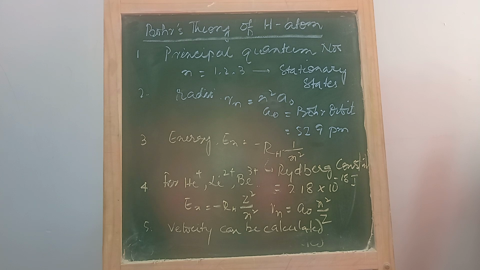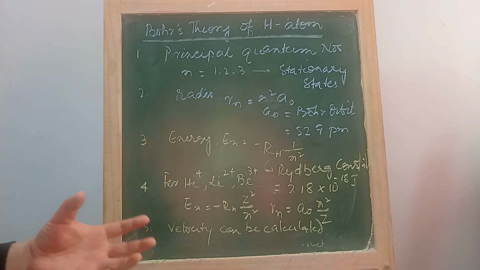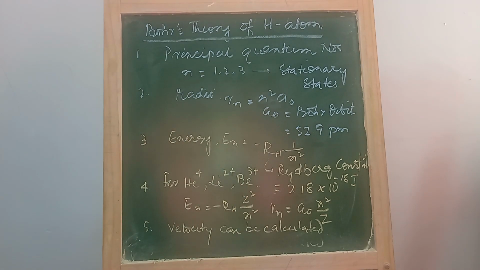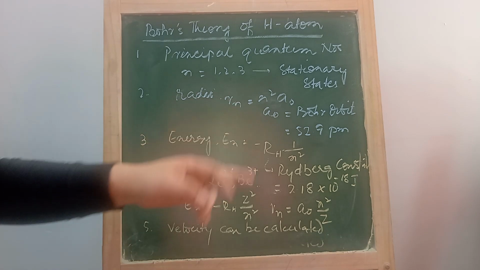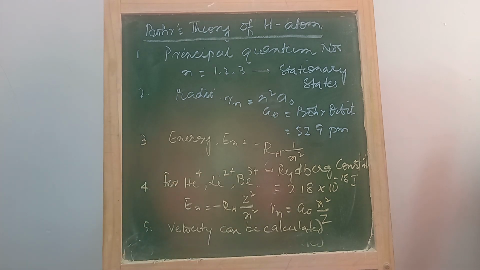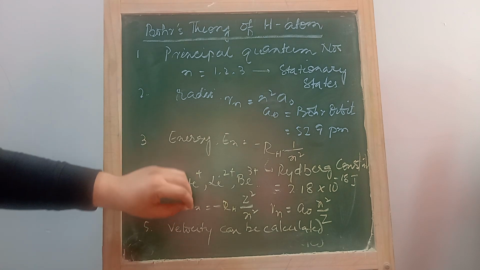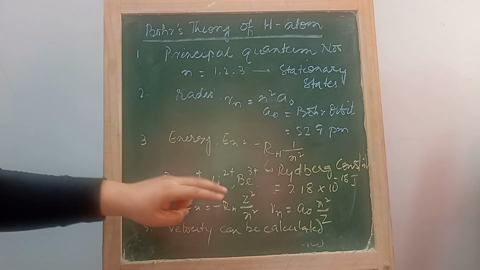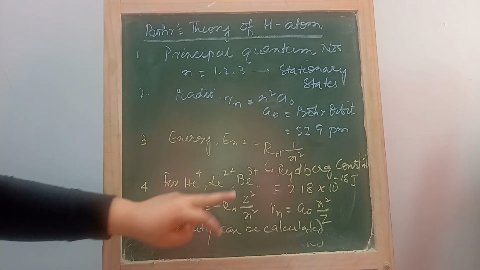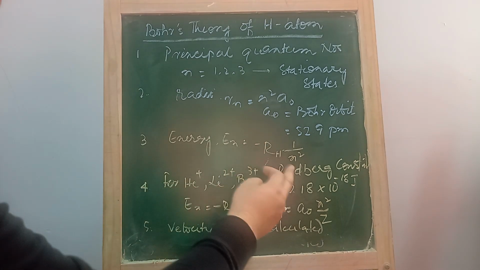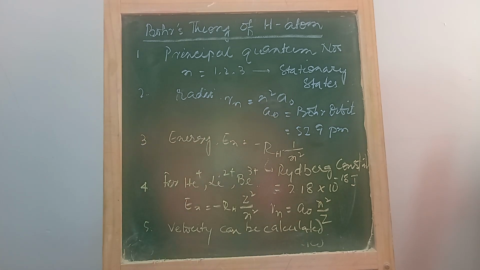The fourth point: Bohr's theory says that it can also calculate the radius and energy of those species which are similar to the hydrogen atom, which contain only one electron. For example, helium positive, lithium 2 plus, or beryllium 3 plus. These species have one electron in their shell. Helium has two electrons, one has been removed, so it has one electron. Lithium has three electrons, two have been removed, so it has one electron. Beryllium has four electrons, and 3 plus means three electrons are removed, so it contains one electron.